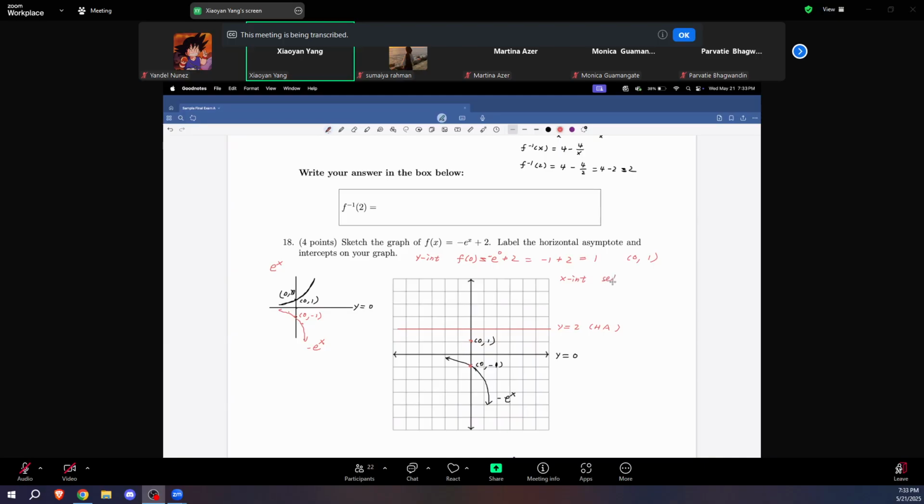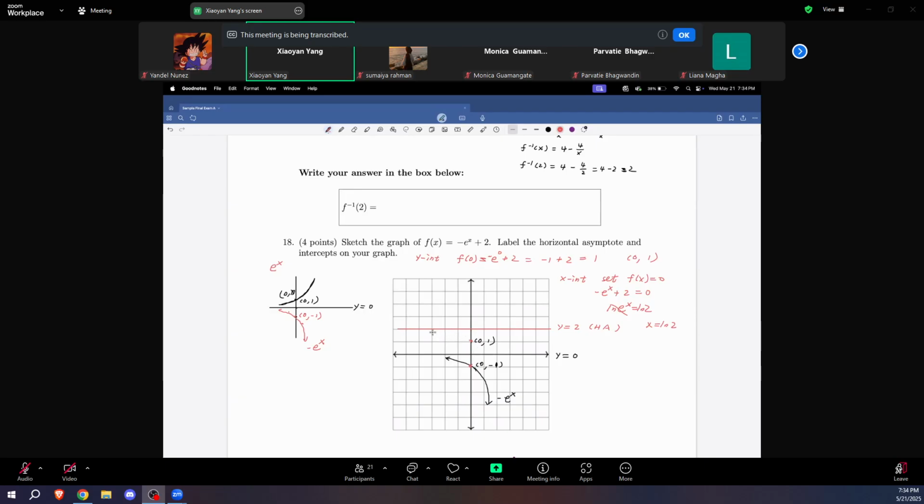Set f of x equal to 0. This is f of x, so negative e to the x plus 2 equal to 0, which means e to the x equal to 2. Take ln of both sides, so x equal to ln 2, okay? What about ln 1? ln 1 is 0. What about ln 2? x equal to ln 2, so just plug in here.